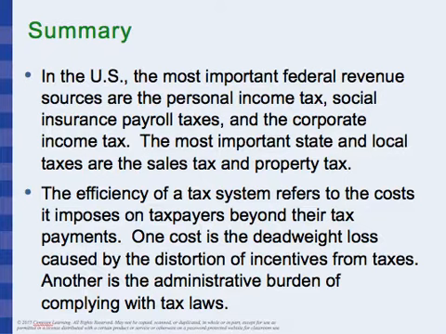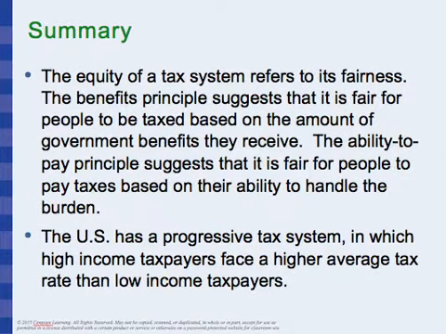The efficiency of the tax system refers to the cost it imposes on taxpayers beyond their tax payments. And one cost is a deadweight loss caused by the distortion of incentives from taxes. Again, you put a tax on a particular good, it raises the cost of that good, and that distorts the market. Another is the administrative burden of complying with tax laws. There's a significant administrative burden to running a tax system.